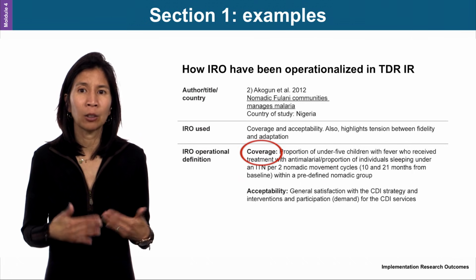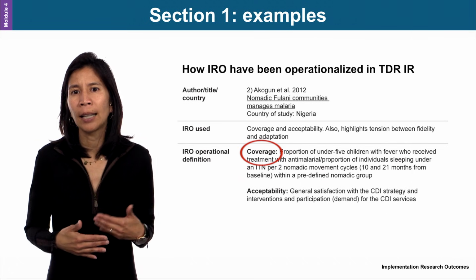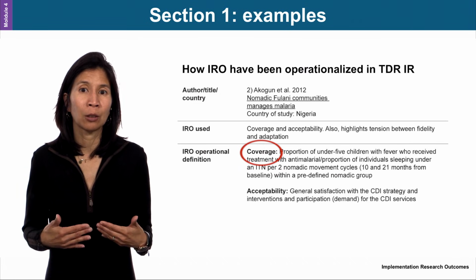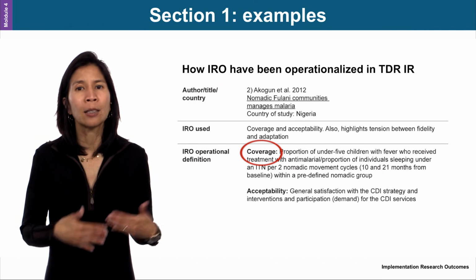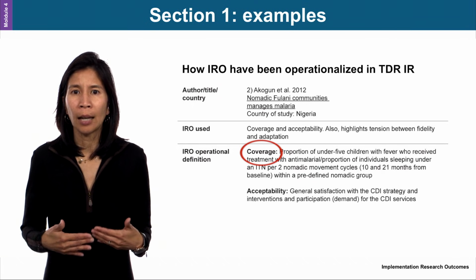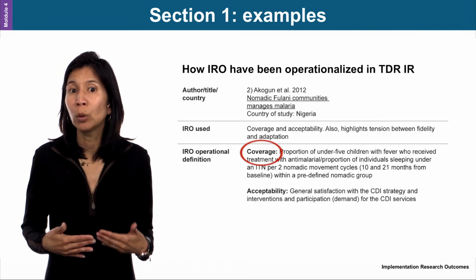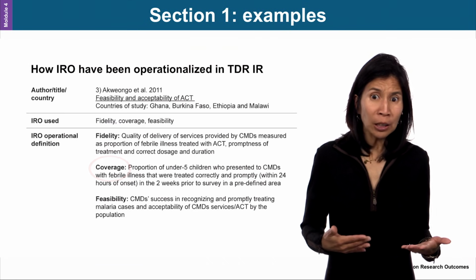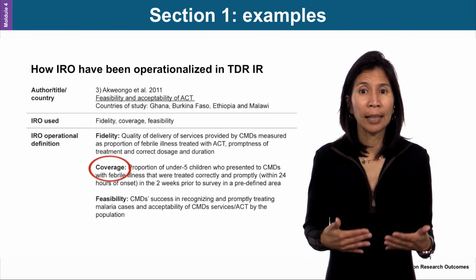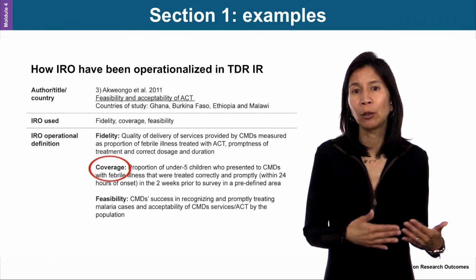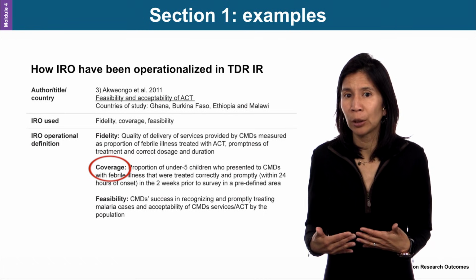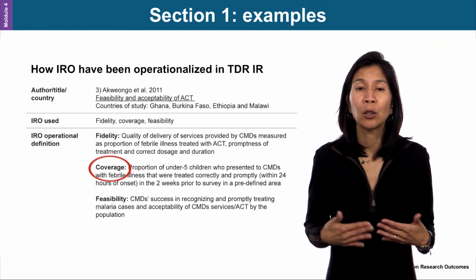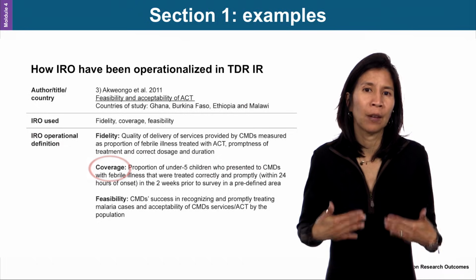Coverage in the study by Akugun and colleagues was defined as the proportion of children under 5 with a fever who received anti-malarial treatment, as well as the proportion of individuals under insecticide-treated nets per 2 nomadic movement cycles within a predefined nomadic group. Coverage in the Akuwanga study was defined as a proportion of children who are under 5 who presented to the community medicine distributors that were treated within 24 hours of onset in the 2 weeks prior to the survey in a predefined area.